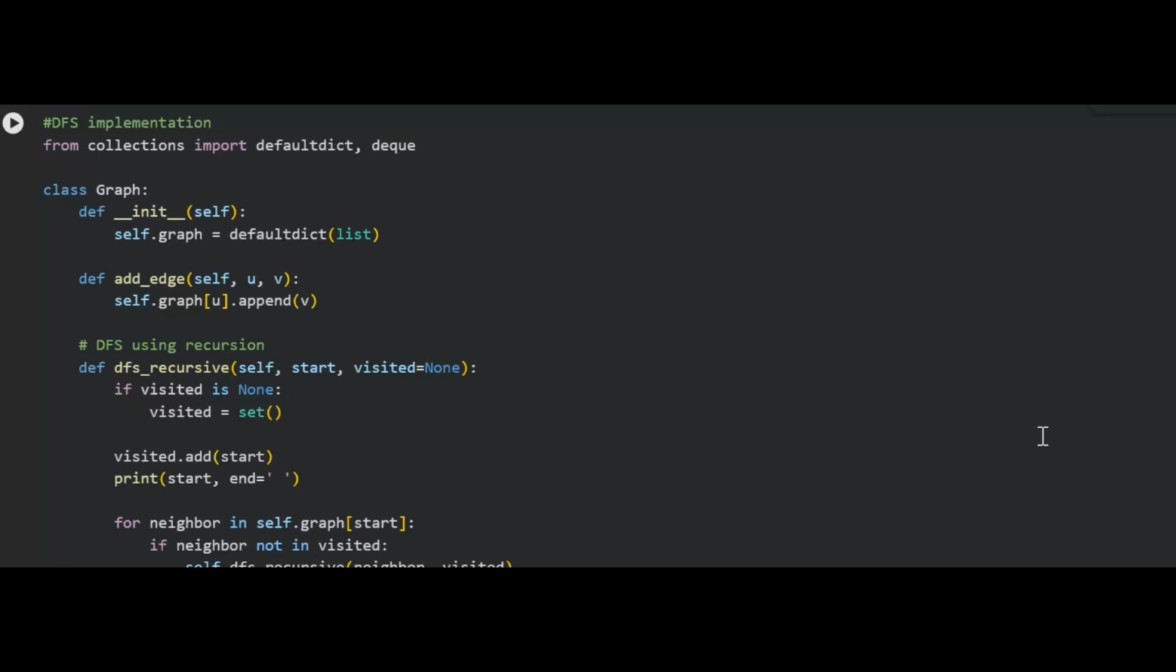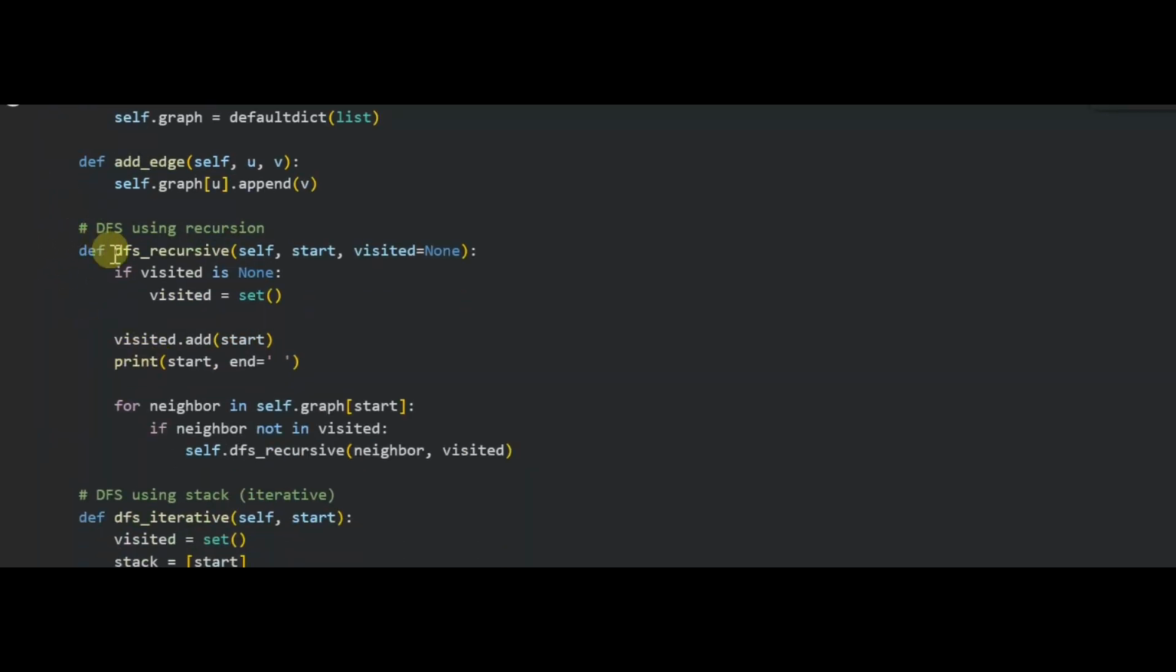Now we move on to the DFS implementation. This code implements a graph with two different depth first search, DFS, traversal methods. First, it creates the same graph structure as BFS, a dictionary mapping vertices to their neighbors. Then, first we do DFS using recursion. It uses function calls to dive deep into the graph.